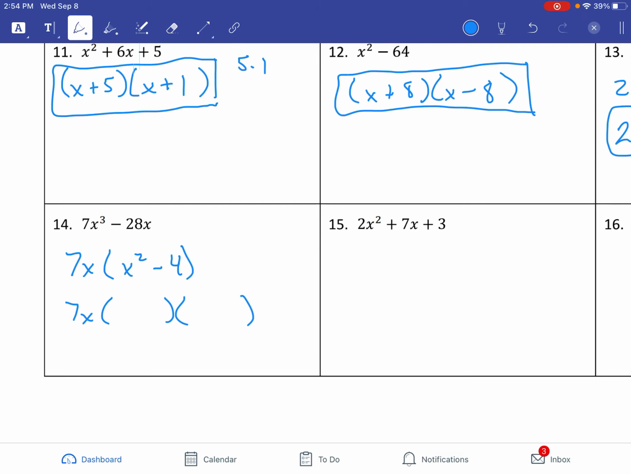All right, my 2 sets of parentheses. I have x and x, plus and minus, and the square root of 4 is 2. So I'm going to put both 2's. And that is done.